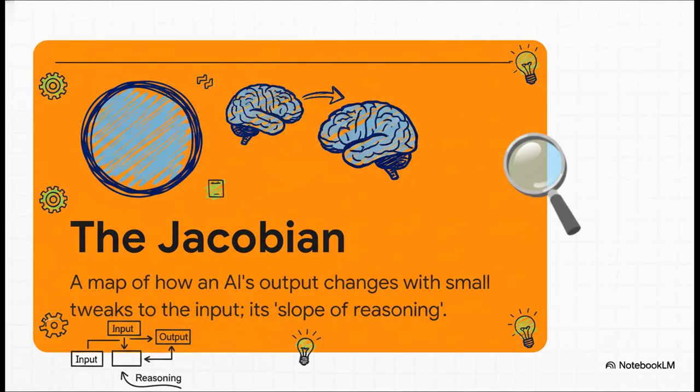All right, hang with me here, because this is the key. The magic ingredient is a math concept called the Jacobian. And don't worry, you don't need to be a math whiz for this. Just think of the Jacobian as a map of the AI's sensitivity. It tells you how the AI's answer would change if you made tiny little tweaks to what it's seeing. In short, it's the AI's slope of reasoning.